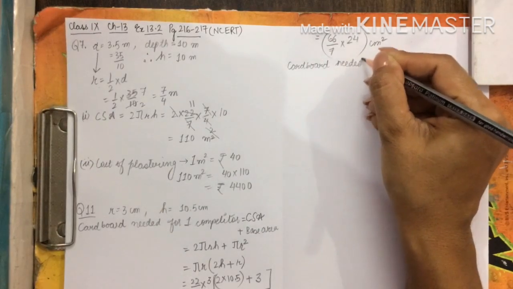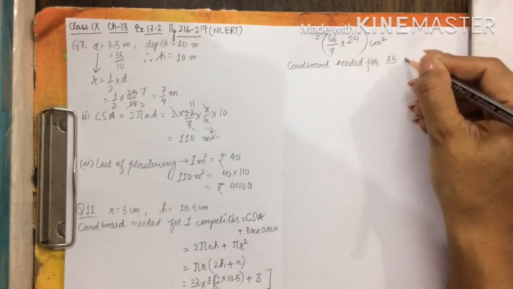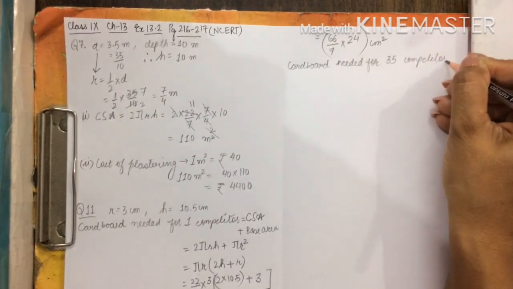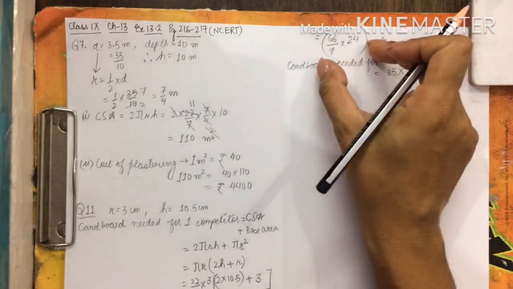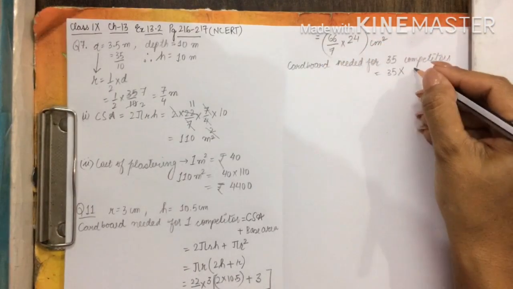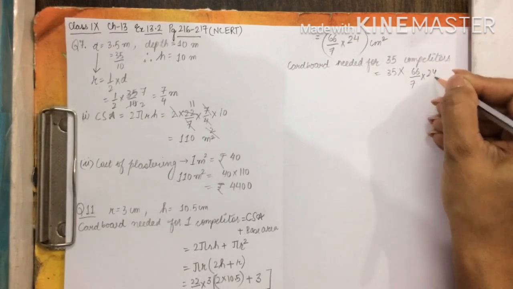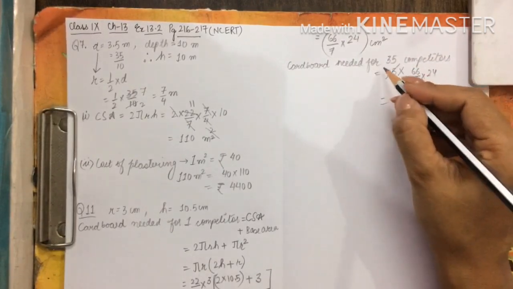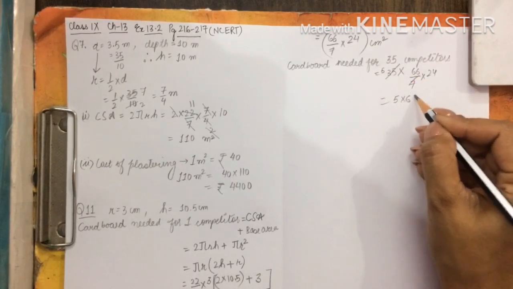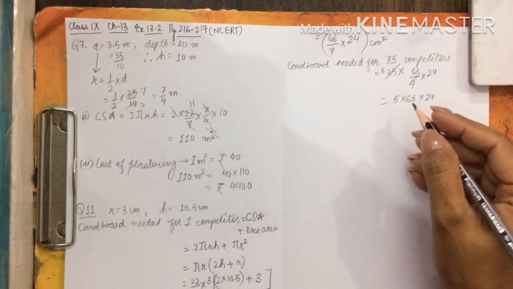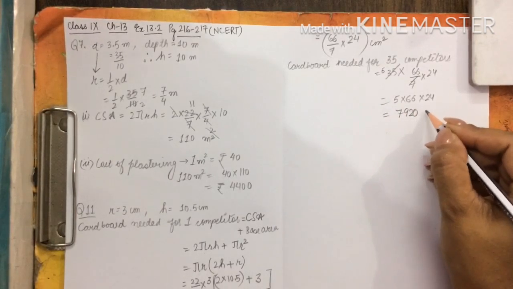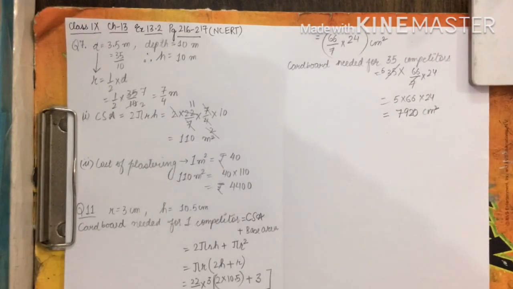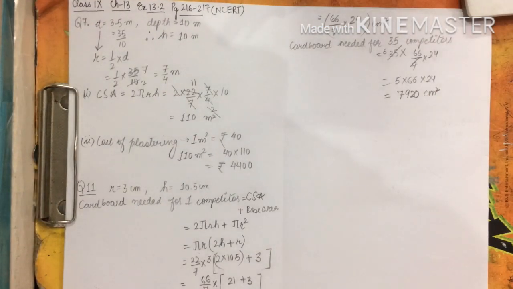So cardboard needed for 35 competitors, this will be given by 35 multiplied with the answer obtained for 1. So 66 by 7 multiplied with 24. Let's simplify, I can cancel these. So I've got 5 into 66 into 24. So obtaining the answer, this will come out to be 7,920 centimeter square. The next question that we are going to do after question number 11th is question number 10th.